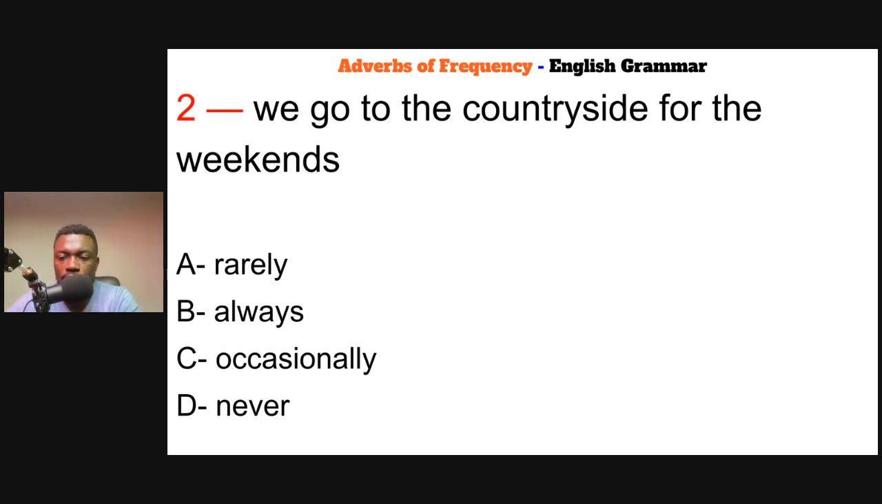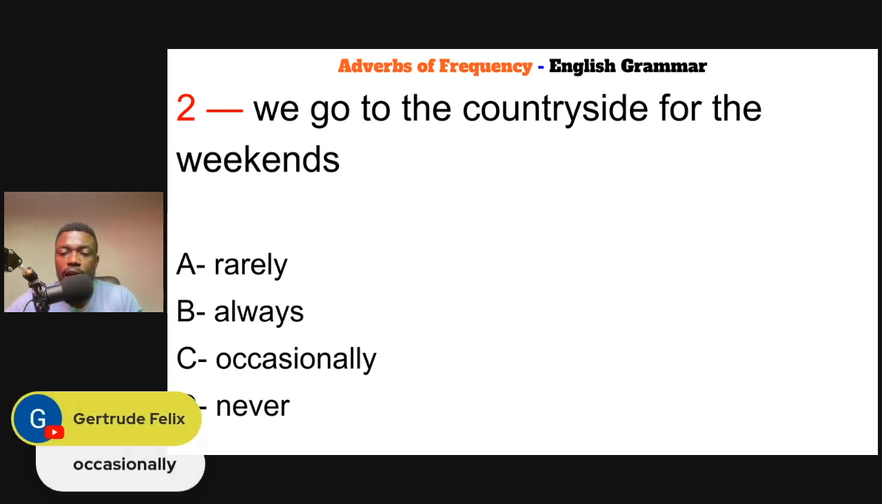Who's going to tell me? Who's going to answer the question? I'm going to give you guys a second to let me know. Send your comments. Let me know in the comments, guys. Occasionally, yes. The answer is occasionally. Occasionally we go to the countryside for the weekend.